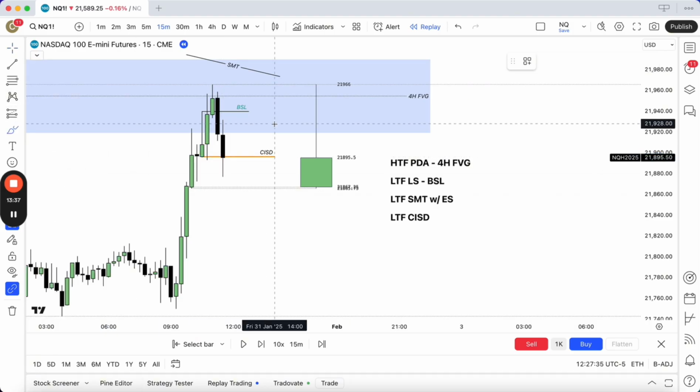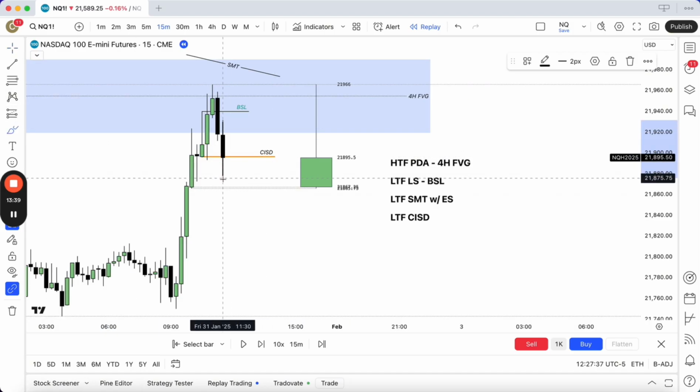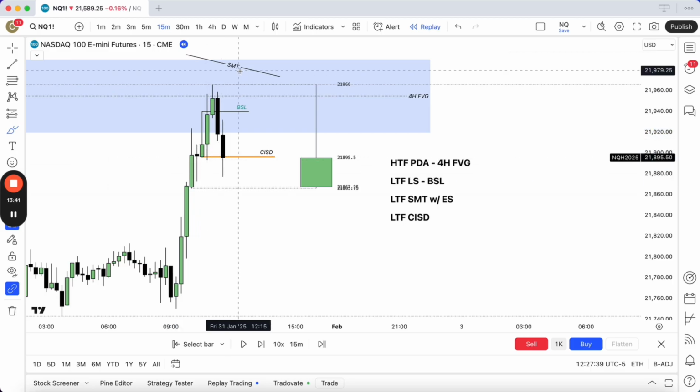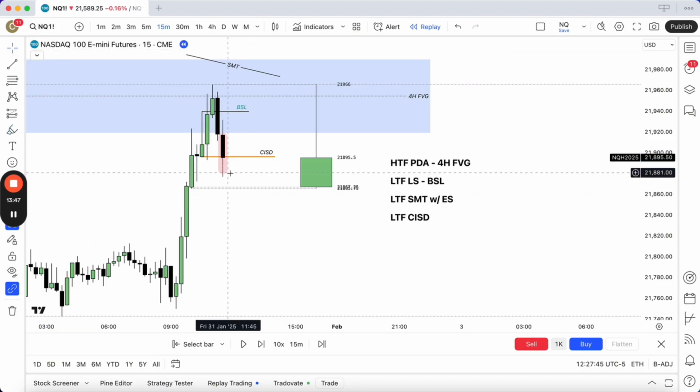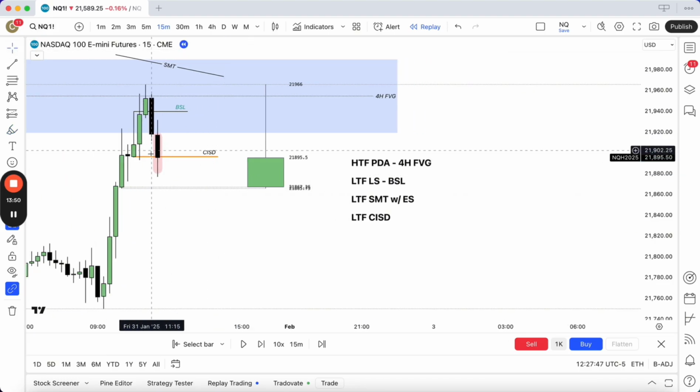Well, how do we have a confirmed change in state of delivery? Because we closed below the series of up close candles that swept highs, in this candle right here. So you can see, we're not wicking. This is a wick. We're not wicking, we're closing. The body. You see the body closed below this change in state of delivery level? That's a confirmed change in state.